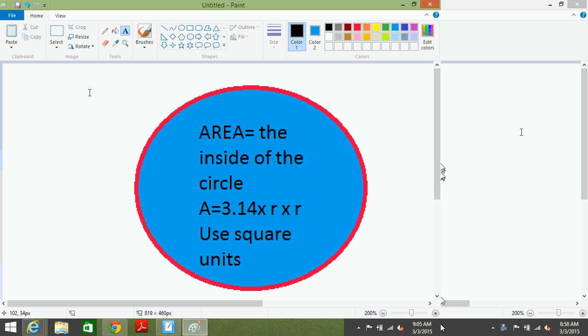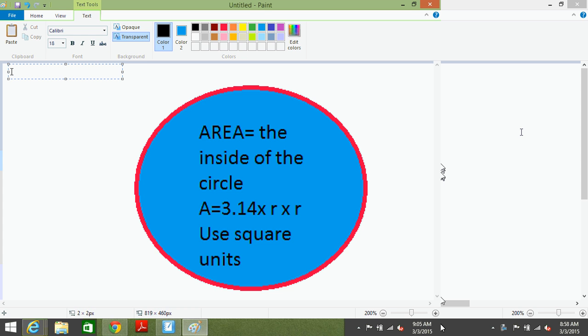Nope. Okay, let's come up here at the top of our screen, up here at the very top. And we're going to put R equals radius. R is radius. Underneath that, we're going to put D equals diameter. D equals diameter.